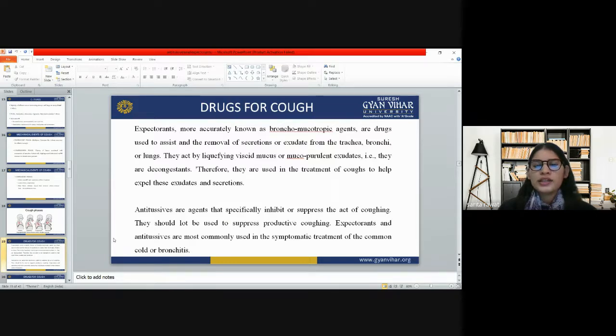So as I already told you, we use anti-cough medicine for symptomatic relief of another disease, because cough is just a symptom of another disease.